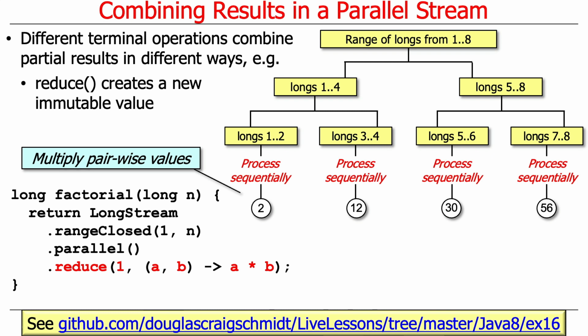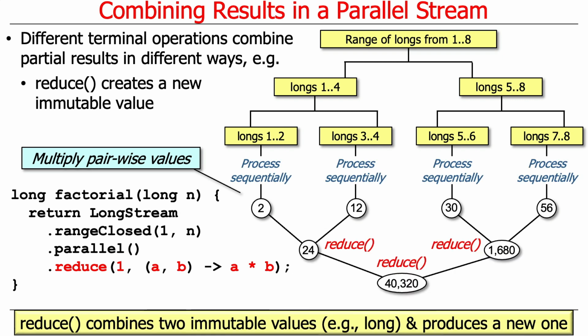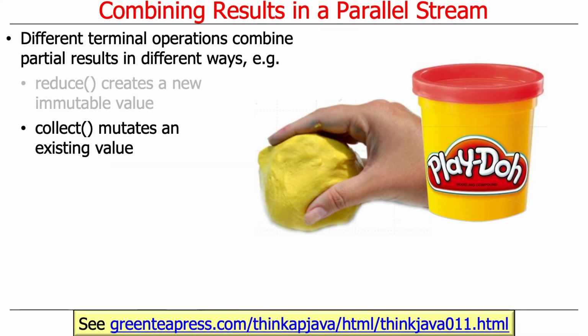So as you can imagine, 1 times 2 is 2, 3 times 4 is 12, 5 times 6 is 30, 7 times 8 is 56. You probably knew that already. And then what we're going to do is we will continue to reduce these immutable values and produce a new one. So 2 times 12, 24, 30 times 56 is 1,680. And then when those things are reduced, we get 40,320.